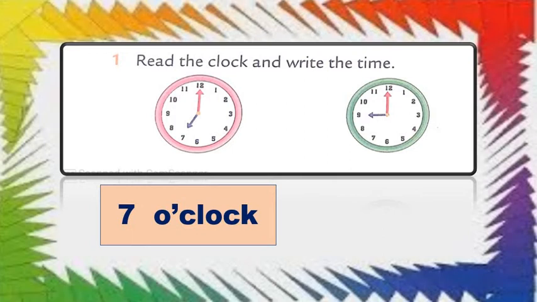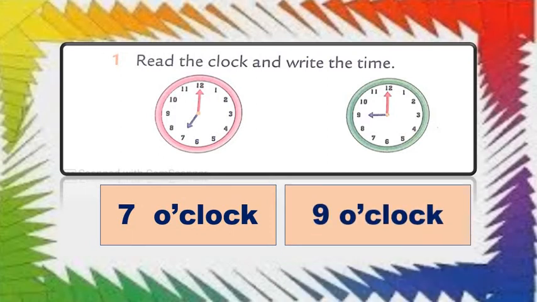Now think in your mind, if the short hand is at 9 and long hand is at 12, what time is it? It is 9 o'clock. Everybody write the time below that clock. It's 9 o'clock.